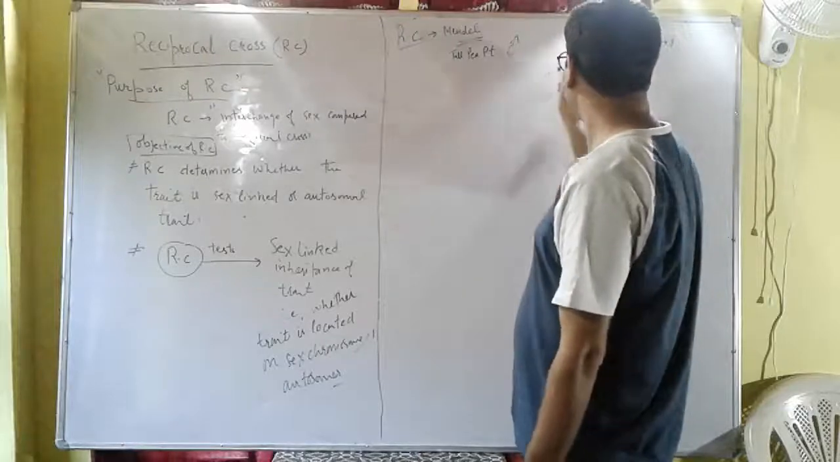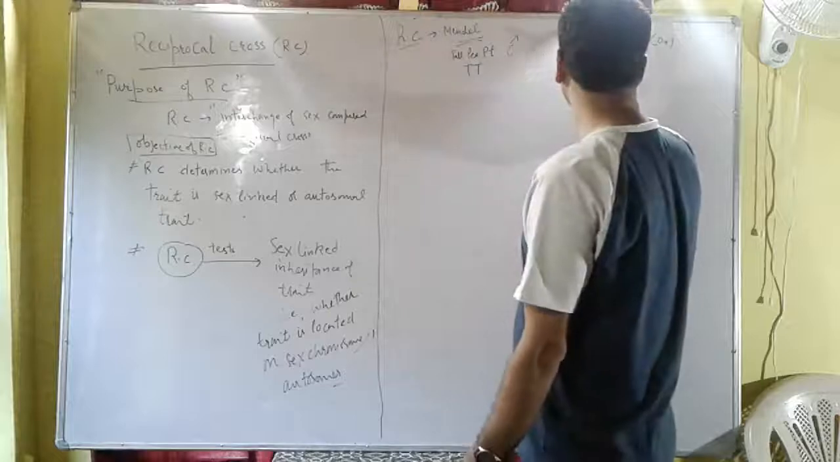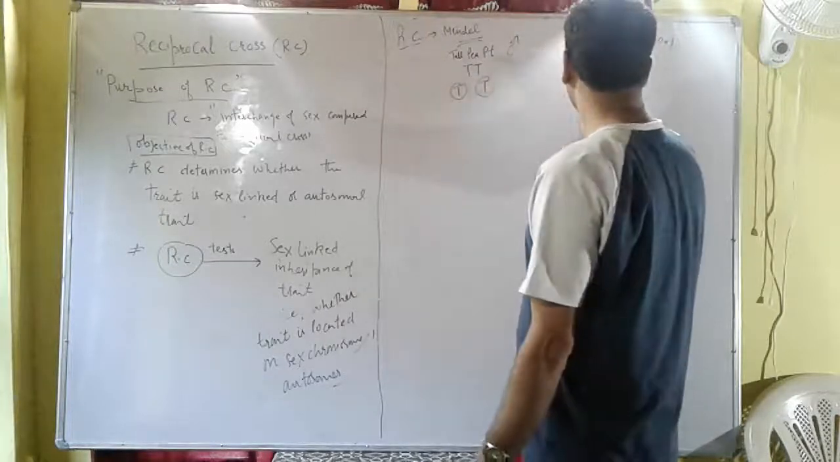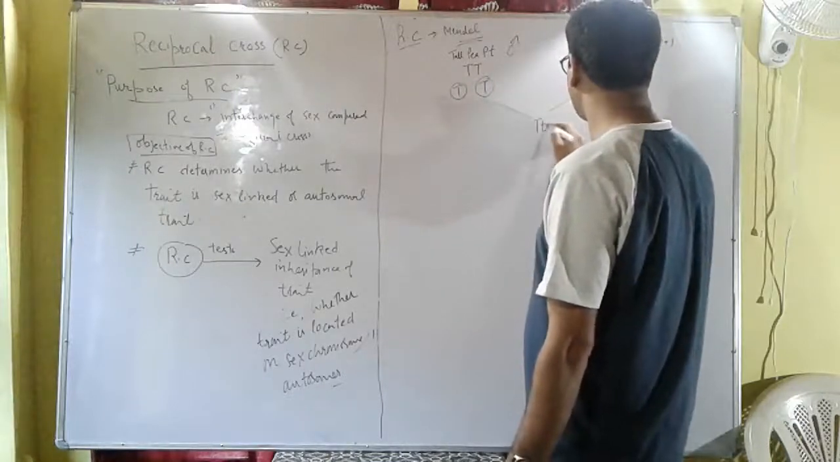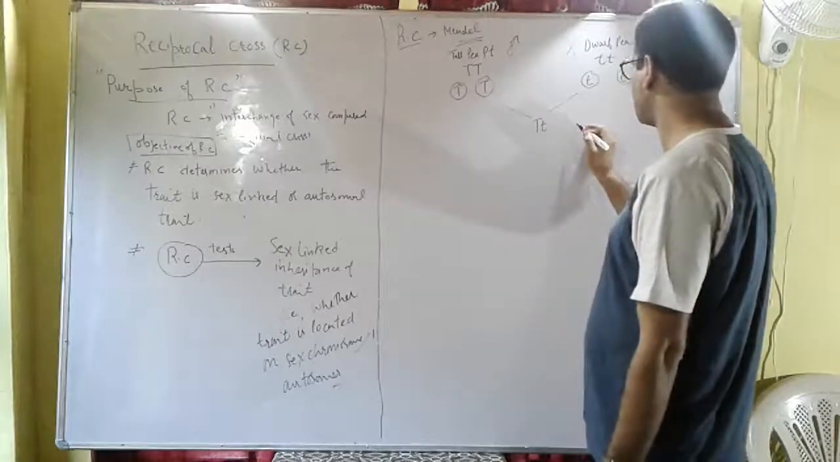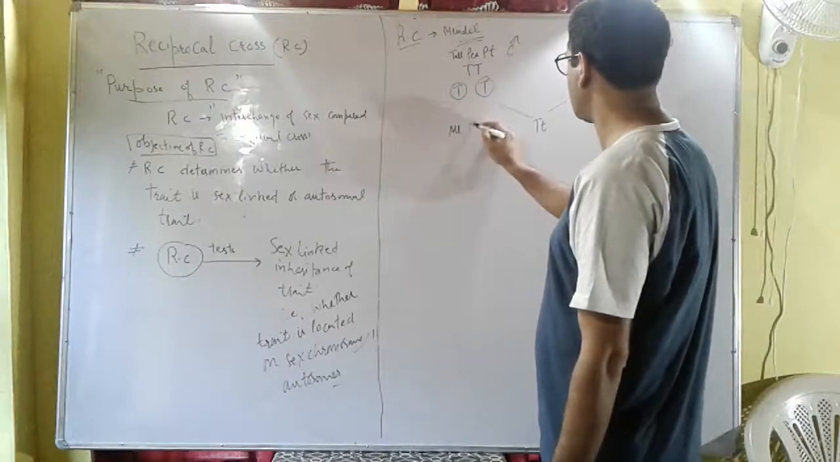So in the F1, this is their genotype. These are the gametes. And in the F1 generation, we got all tall pea plants.